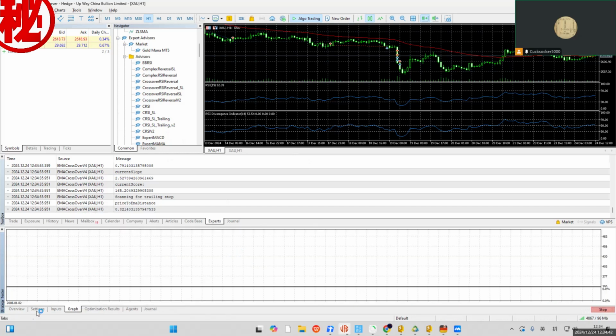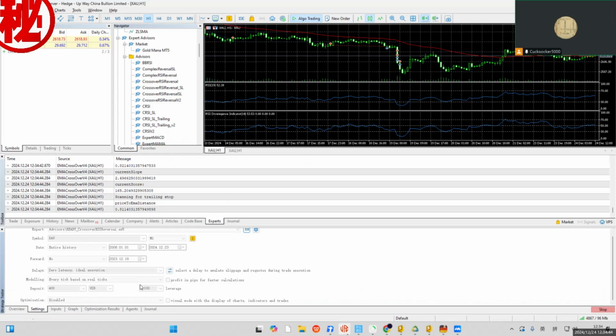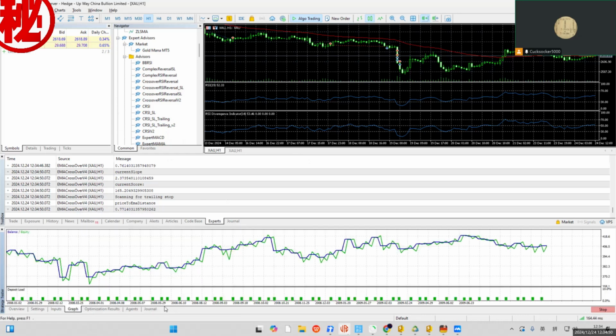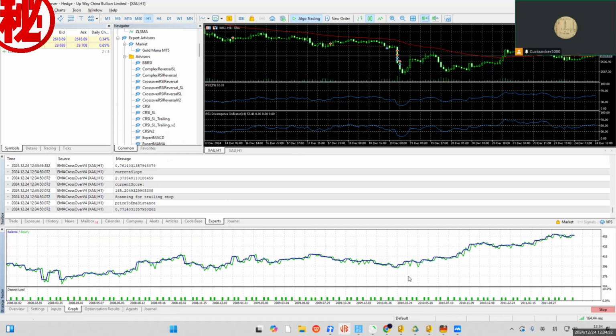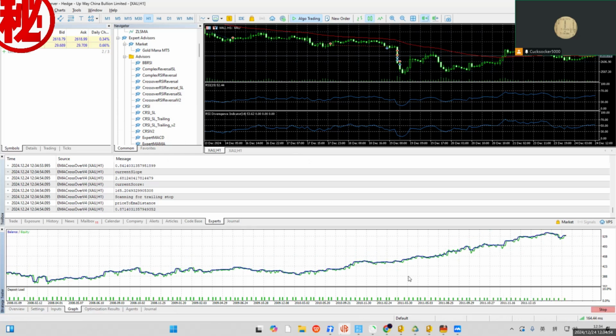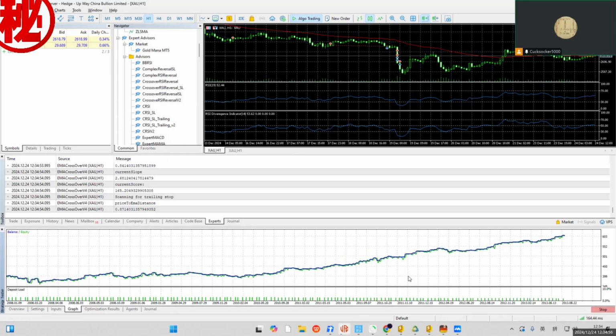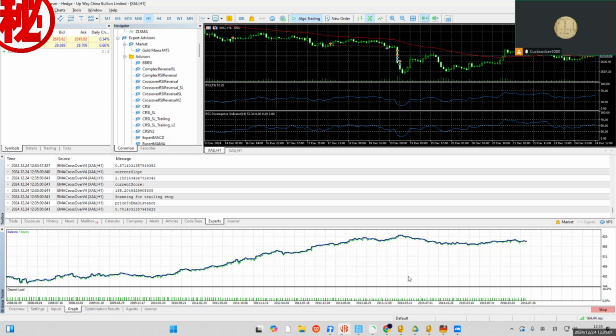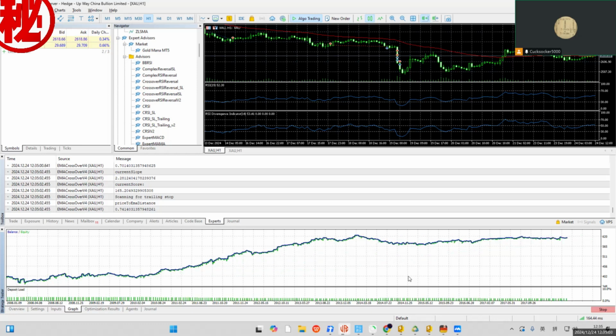Let's test it. Every tick based on real ticks. For every backtest, I use every tick based on real ticks, so I don't have anything like 1 minute OHLC, open, high, low, close. I don't have such a thing.